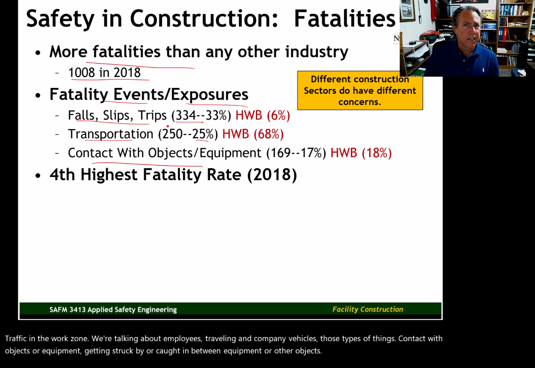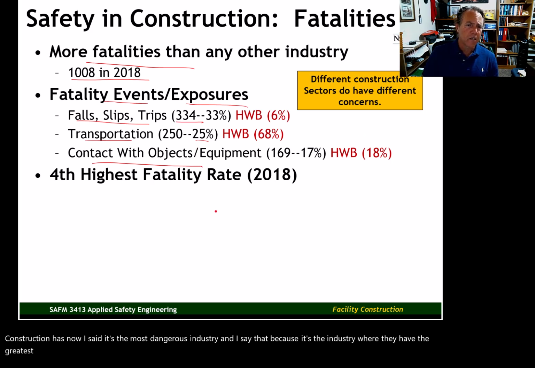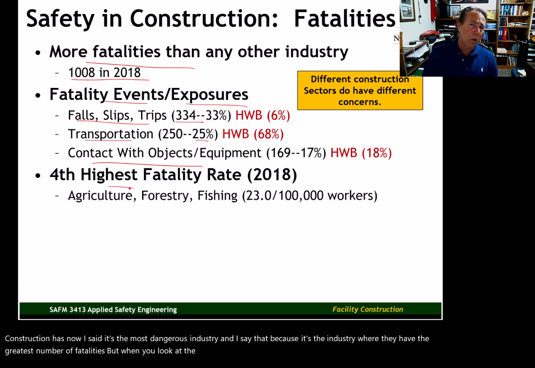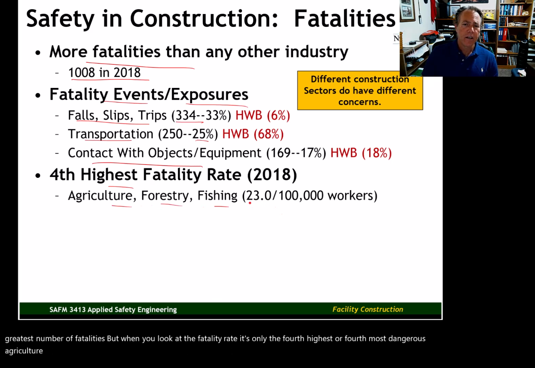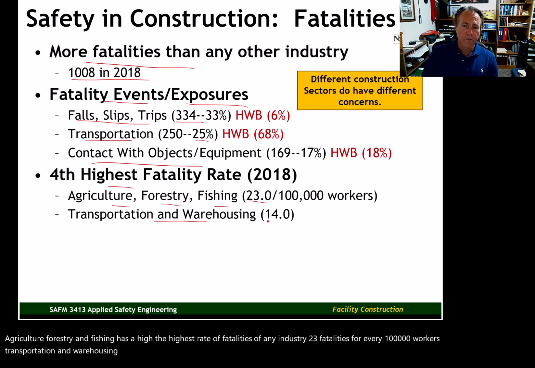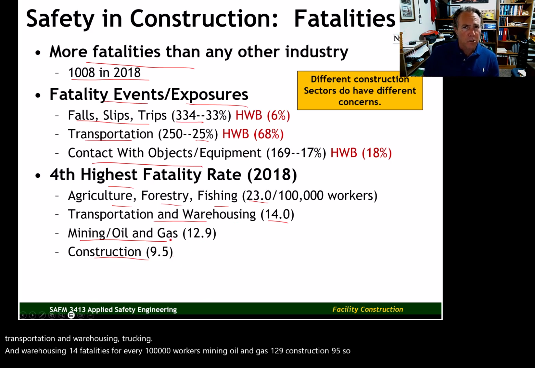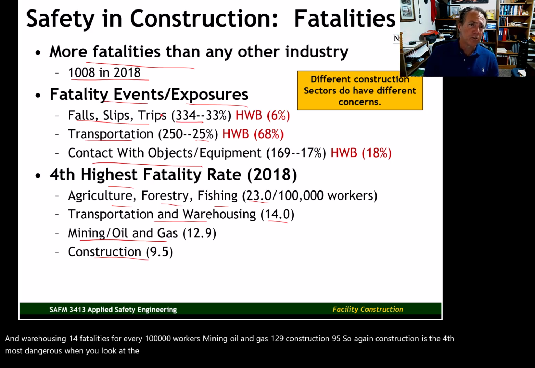Construction, now I said it's the most dangerous industry, and I say that because it's the industry where they have the greatest number of fatalities. But when you look at the fatality rate, it's only the 4th highest, or 4th most dangerous. Agriculture, forestry, and fishing has the highest rate of fatalities of any industry. 23 fatalities for every 100,000 workers. Transportation and warehousing, trucking and warehousing, 14 fatalities for every 100,000 workers. Mining, oil and gas, 12.9. Construction, 9.5. So again, construction is the 4th most dangerous when you look at the rate, but it's the most dangerous when you look at the raw number.